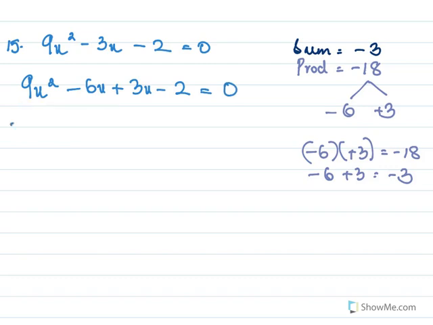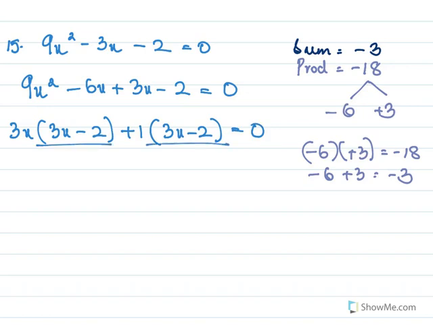Take common out. 3x minus 2, plus 1, here 3x minus 2 equals to 0. Now 3x minus 2 common out. Here it is 3x plus 1. So these are the factors.